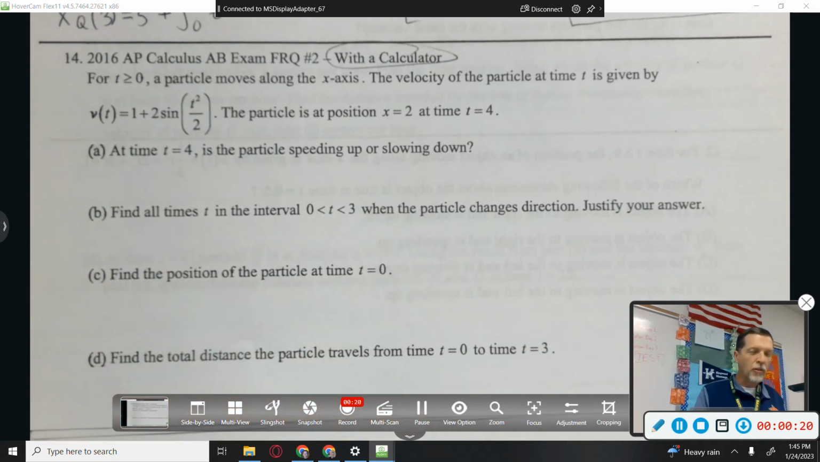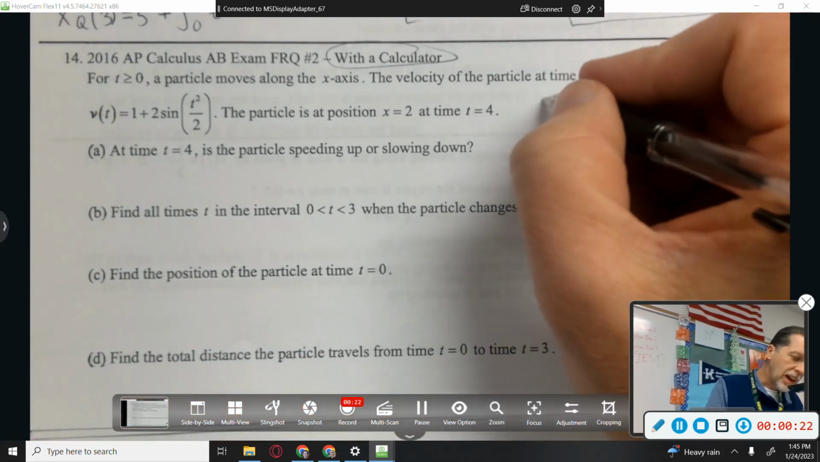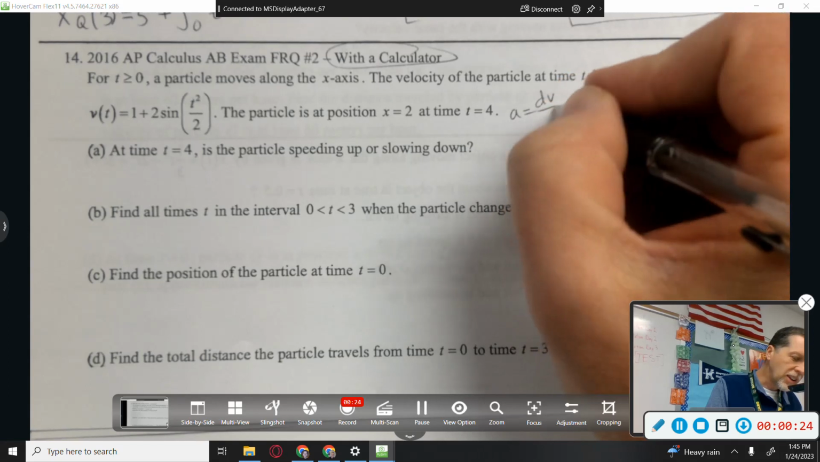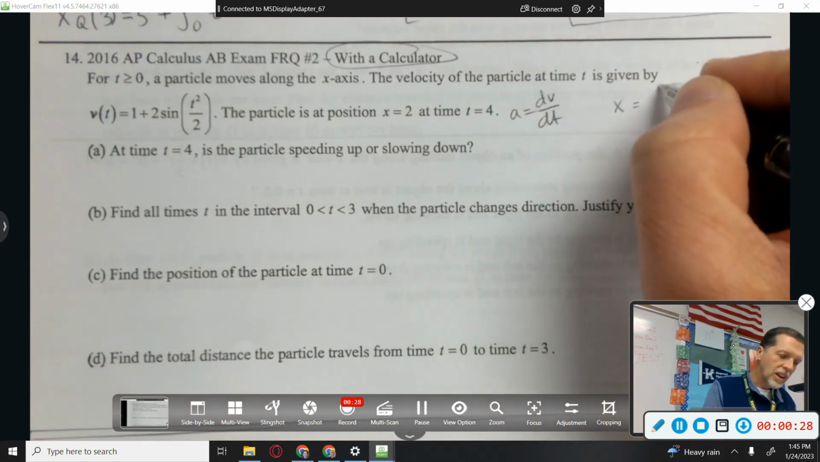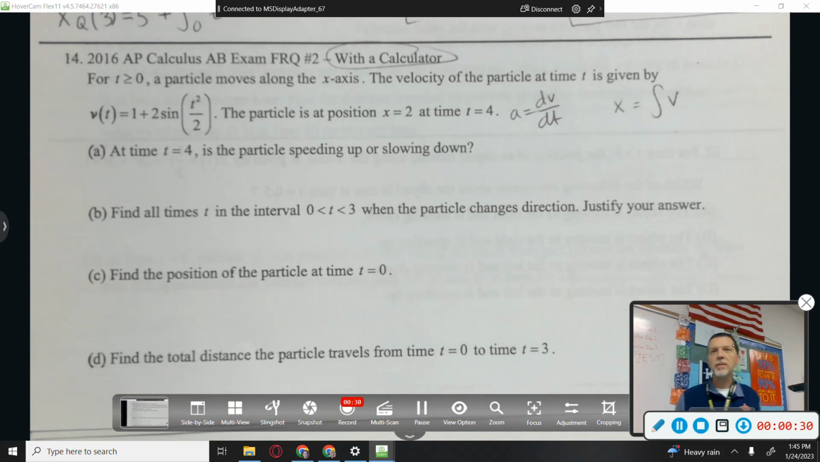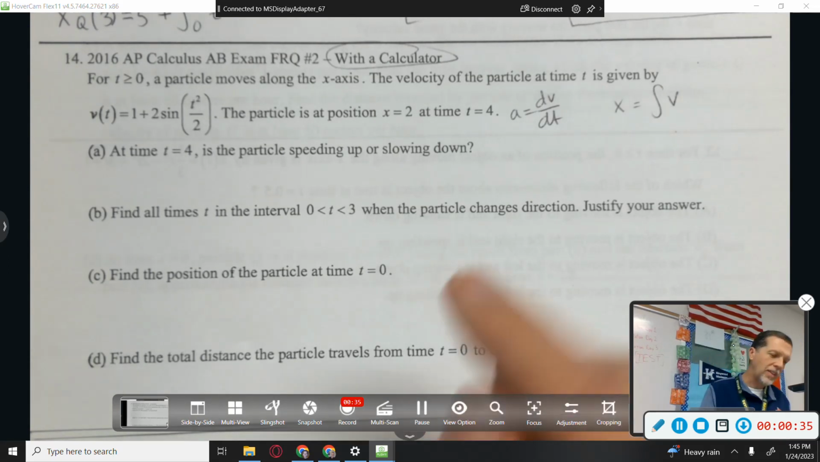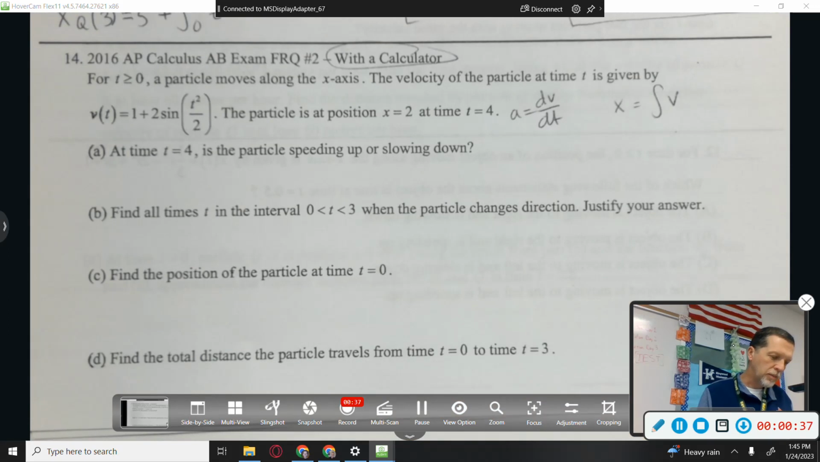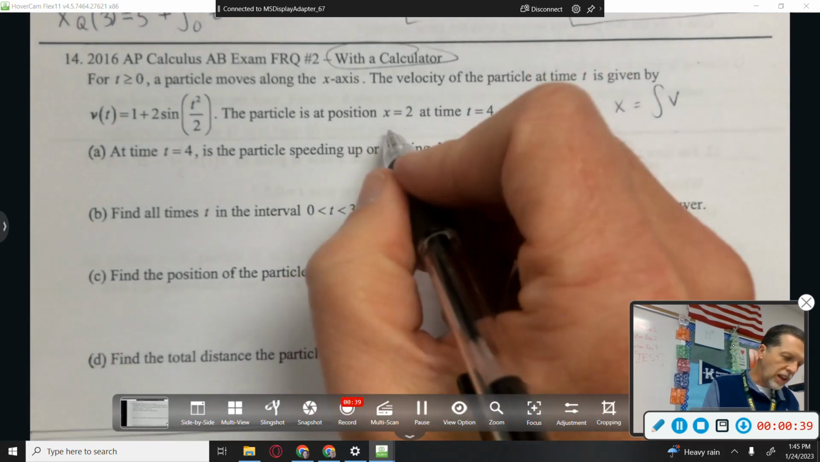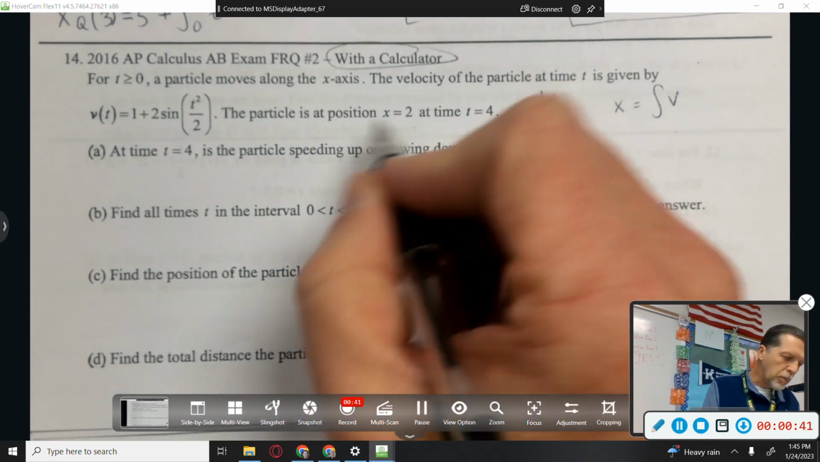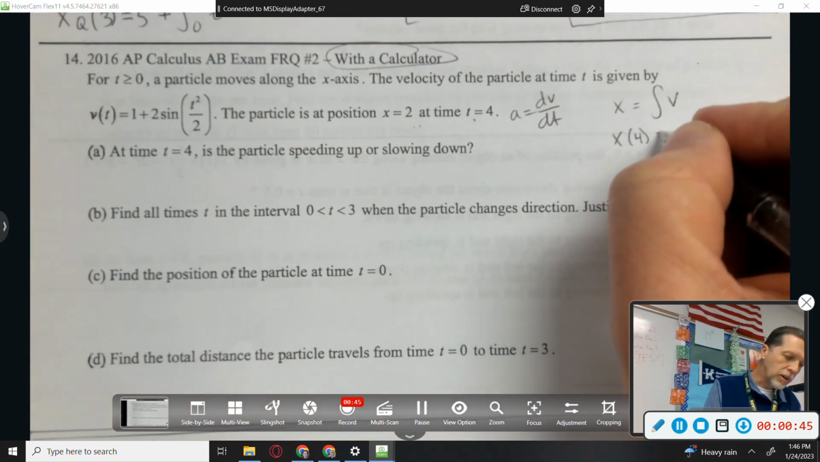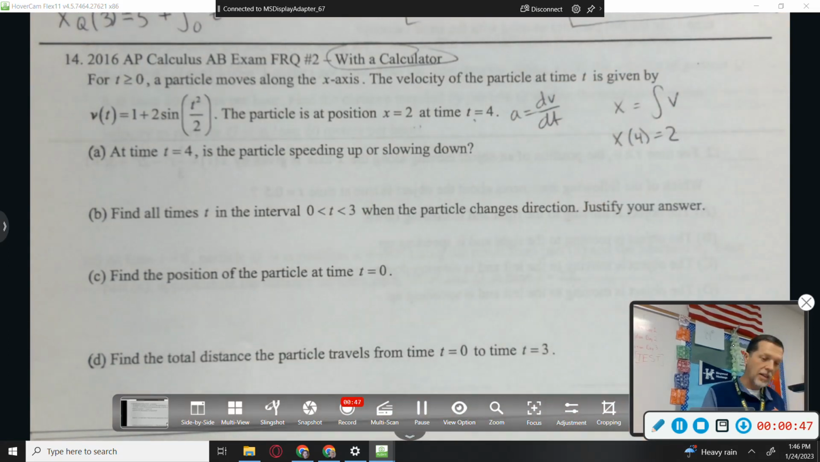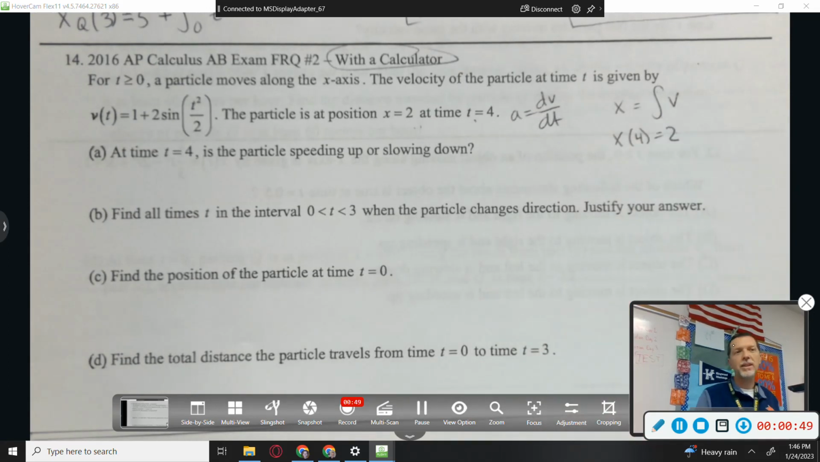Even before I go forward, I'm thinking if I want acceleration, that's dv/dt, and if I want position, that's the integral of v. Now, I'll need more information than that, but that at least gets my brain thinking for this problem. At time equals 4, the particle is at 2. So x of 4 equals 2. That probably means 2 will be one of my limits of integration.